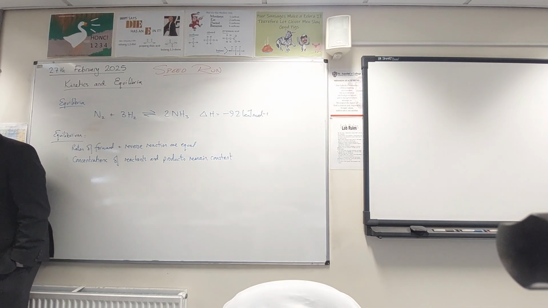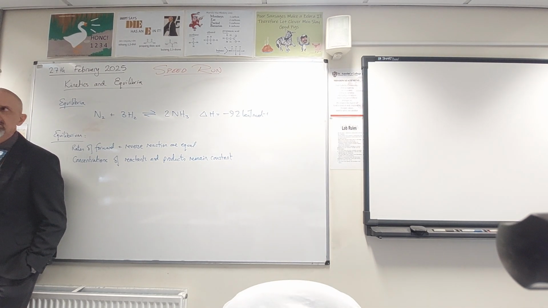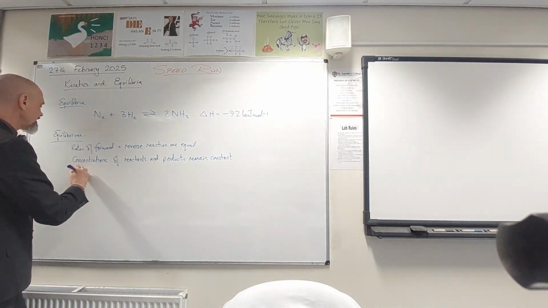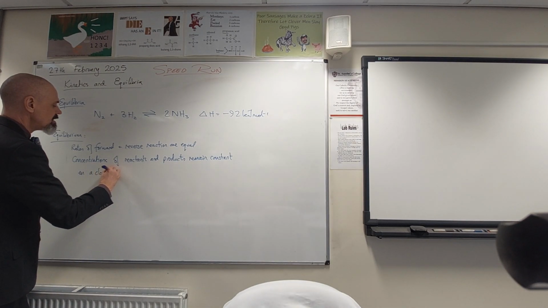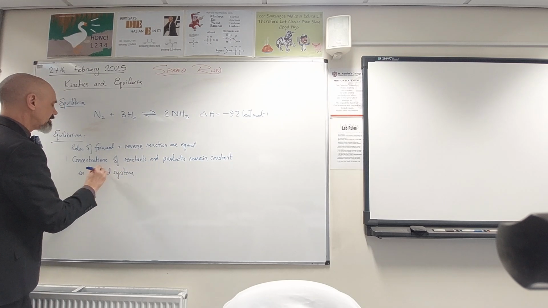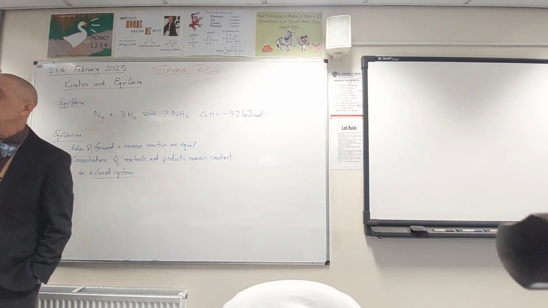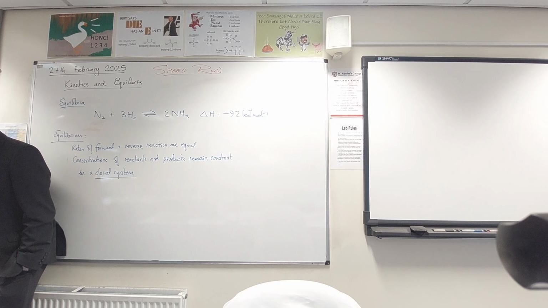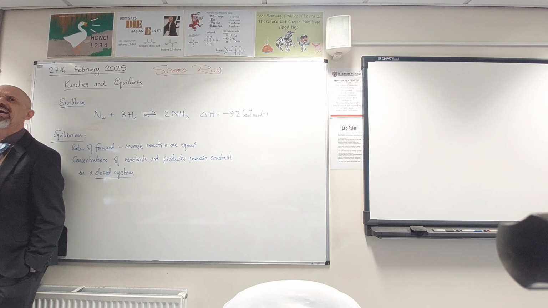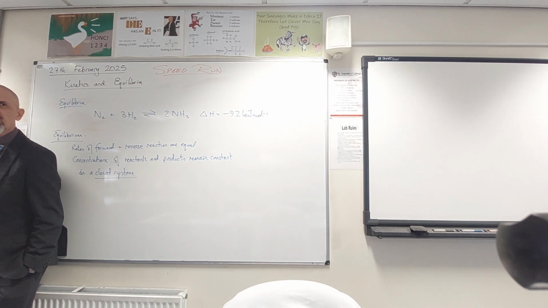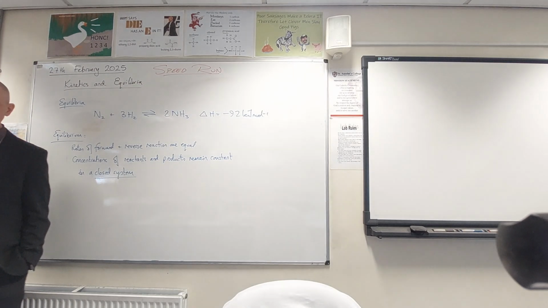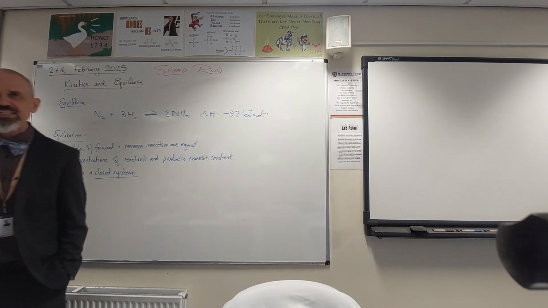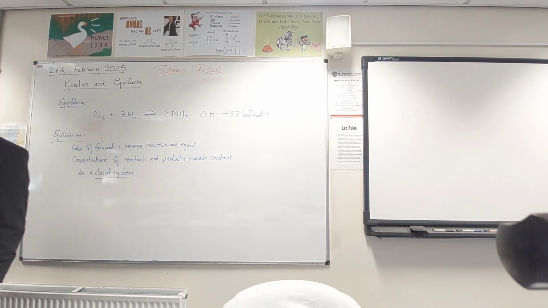And in order to maintain this equilibrium, we have to be in a closed system. What is a closed system? Nothing can get in or out, including reactants, products, and energy. I mean, that can't possibly exist, right? You can't have a system where nothing can get in or out, including energy.